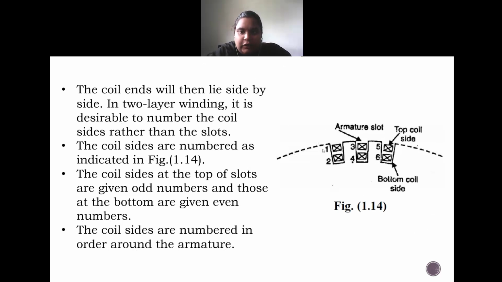Here, we know this is a slot of the armature. Generally, we can put only one coil side in that slot, or we can put multiple coil sides in the slot. So basically we'll be going for a two layer winding. In one slot we are going to place two coil sides. That is why it is called a double layer or two layer winding.